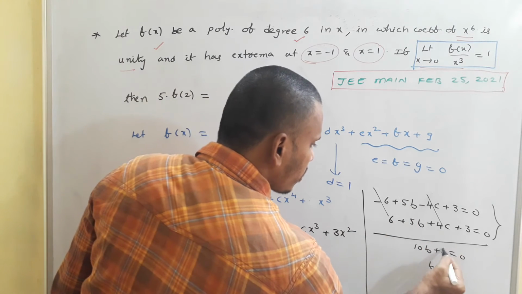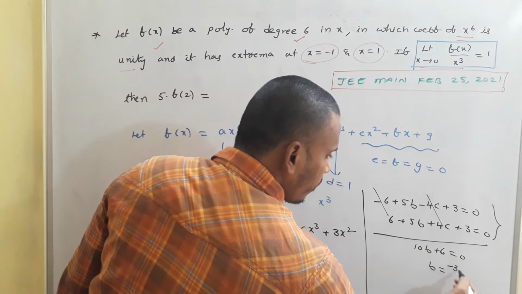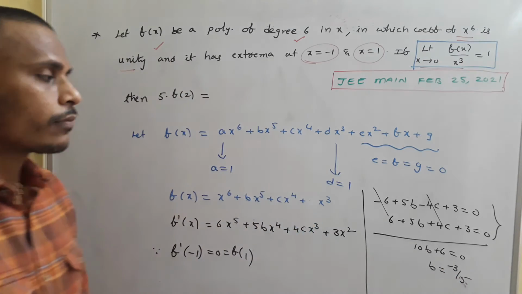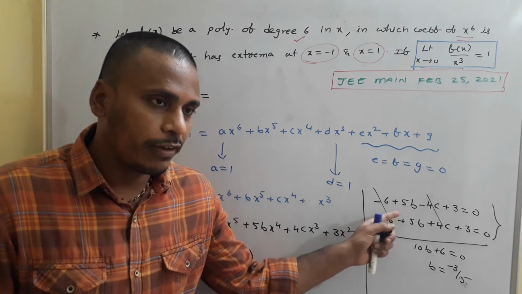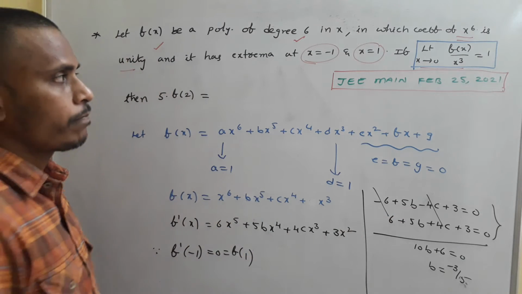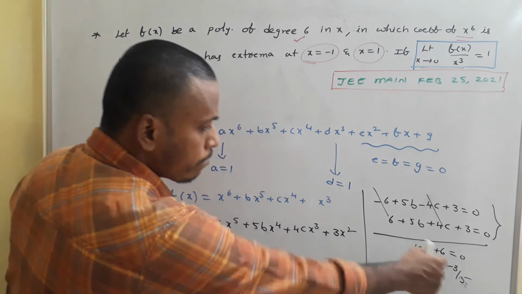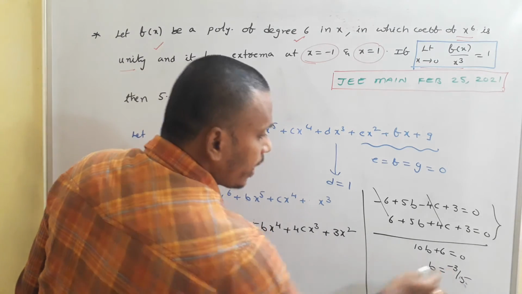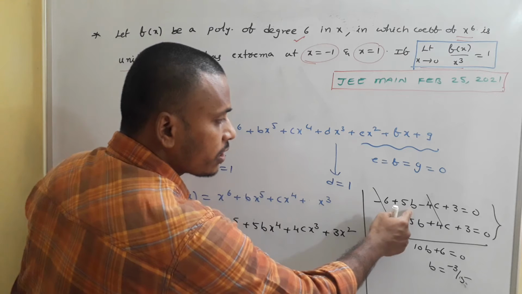10b plus 6 is equal to 0. From there, b is equal to -3/5. Use that b equals -3/5 to get the value of c. Okay, b is -3/5. So 5b is -3. Use here 5b as -3.